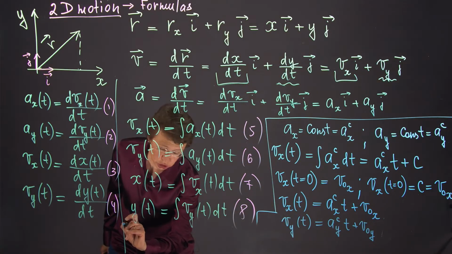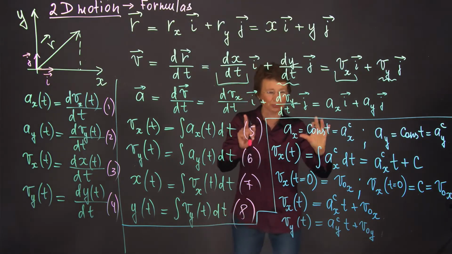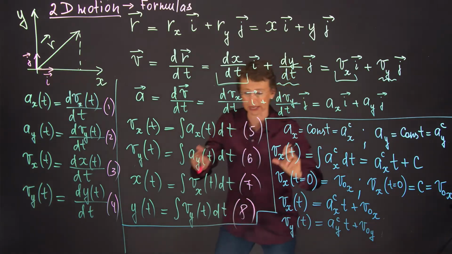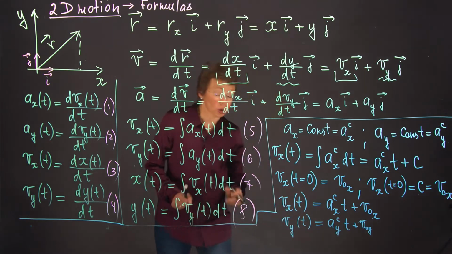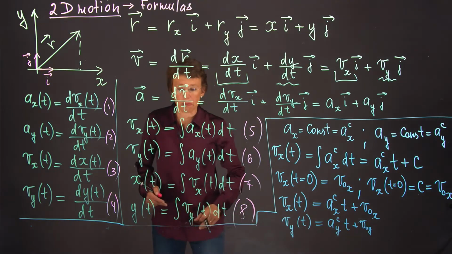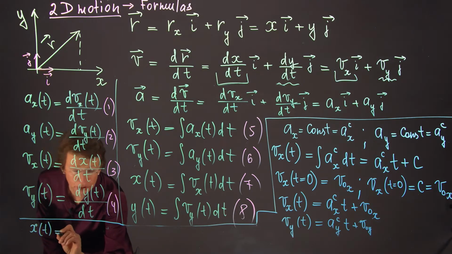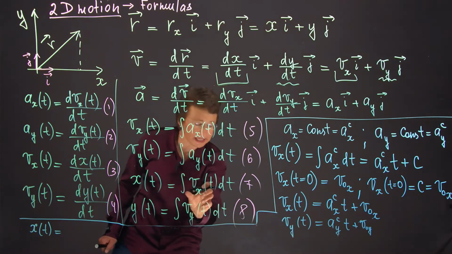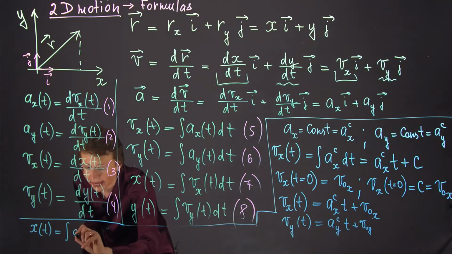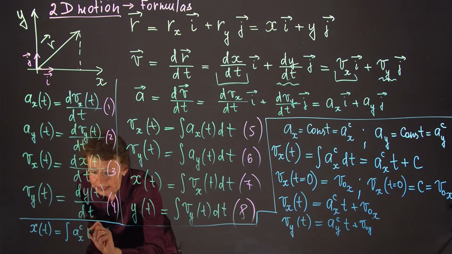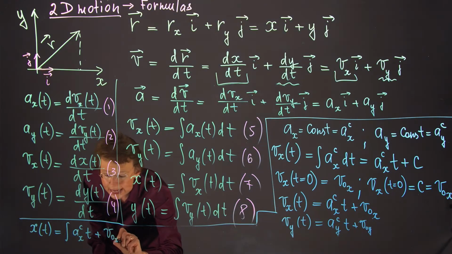Last thing that we need to do, we need to find the position. Again, look, I'm writing in blue, so those formulas you can apply only for this specific case when acceleration is constant. The last two formulas that we need to write are for the position, x and y component of the position. So what will be the x component of the position? Well, I will use formula 7. I will integrate v sub x. Integral Vx of t is this, Axc t, right here, plus v naught x, dt.